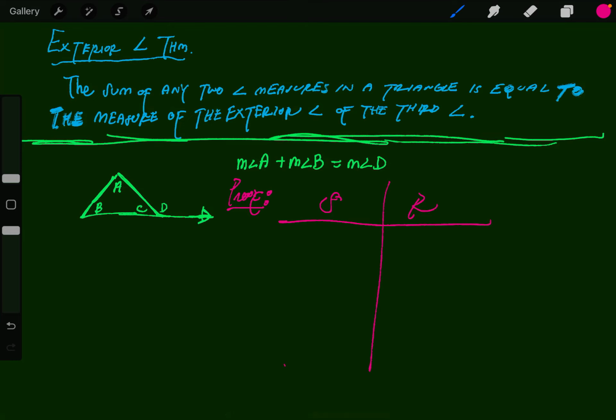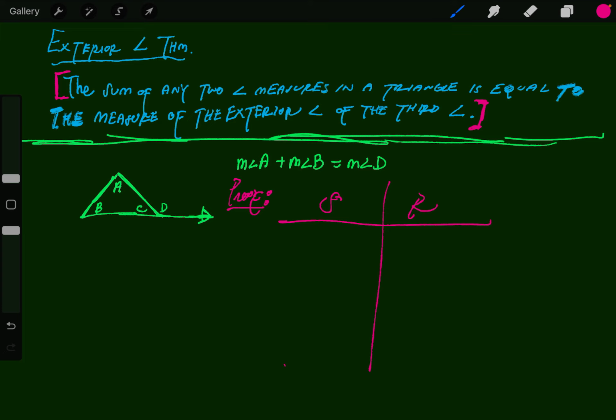Okay, so here I'm going to prove the exterior angle theorem. We should have a good understanding of what it actually states in words. This just gives us maybe a more general view, and also just being able to go from the words to a general case that I have written below it is somewhat important. So the sum of any two angle measures in a triangle is equal to the measure of the exterior angle of the third angle. So what does that mean?